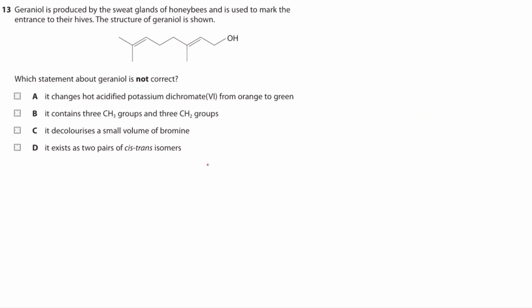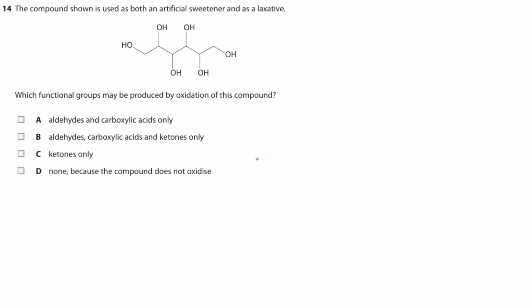Right. Question number 14. The compound shown is used as both an artificial sweetener and a laxative. Which functional group may be produced by oxidation of this compound? Okay, they are going to oxidize this compound, and they are asking what products we can get. To explain this one, first I'll draw its displayed formula.